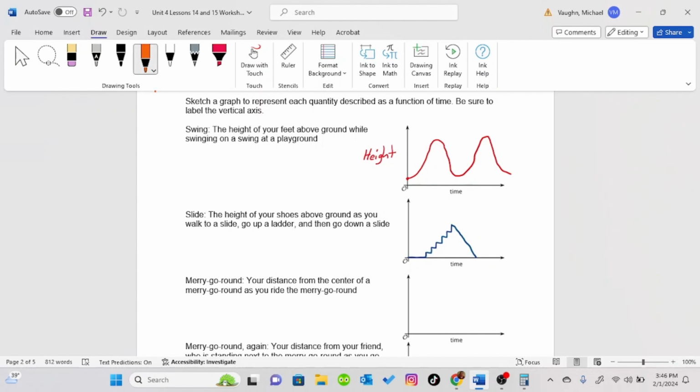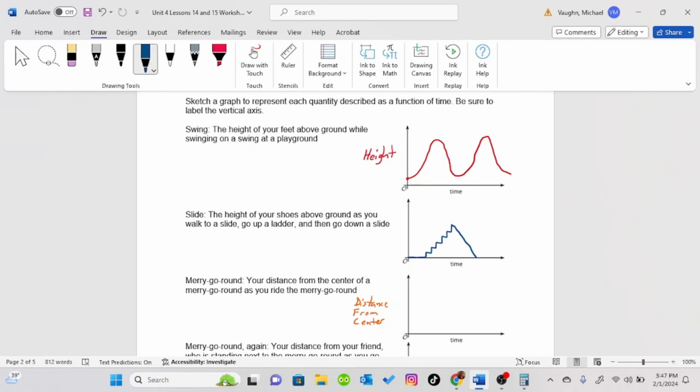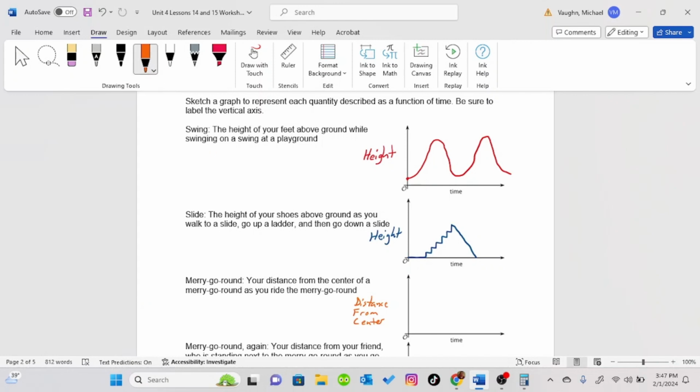The third one is talking about a merry-go-round. We're tracking your distance from the center of a merry-go-round as you ride the merry-go-round. So we want to label the y-axis as distance from center. And I need to go back and label the y-axis on the previous one. We were tracking height. Okay. So now back to the merry-go-round.